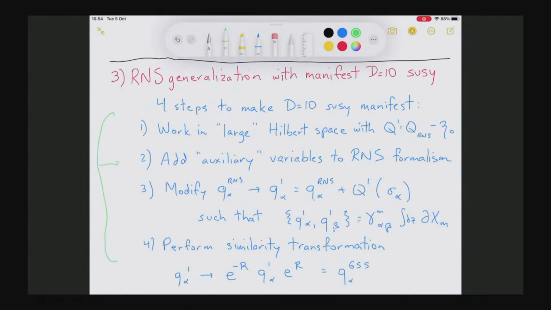Then what we're going to do is modify the spacetime supersymmetry generator by adding something which is BRST trivial. So that, of course, does nothing when it acts on shell states. And finally, we're going to perform a similarity transformation, which is going to relate this modified supersymmetry generator to the same supersymmetry generator we had in the Green-Schwarz-Siegel form, which is the same as in the pure spinor. Okay, so let's do these 4 steps.